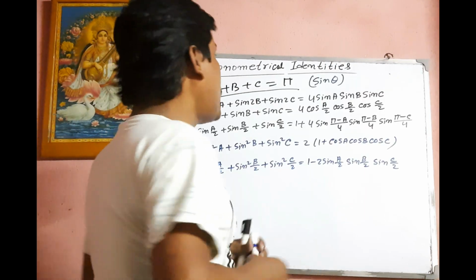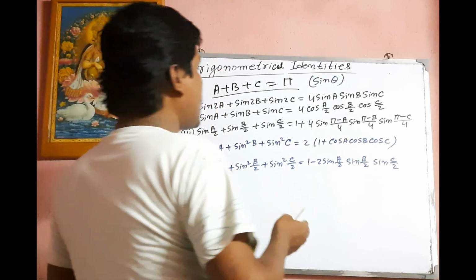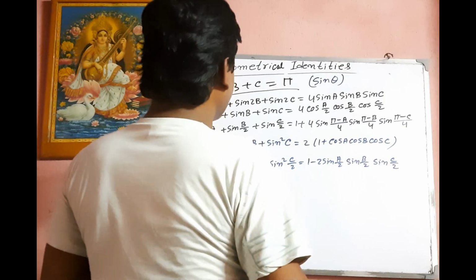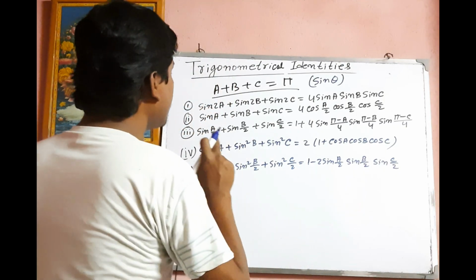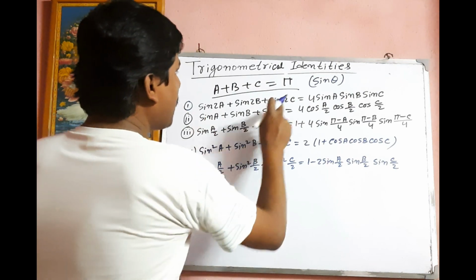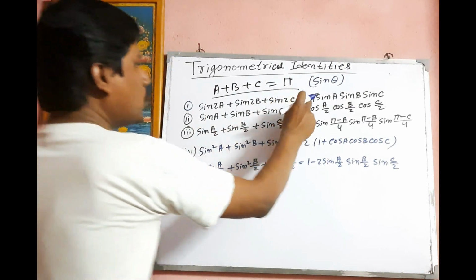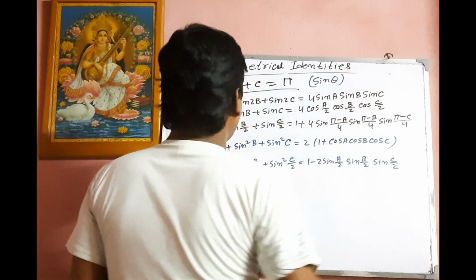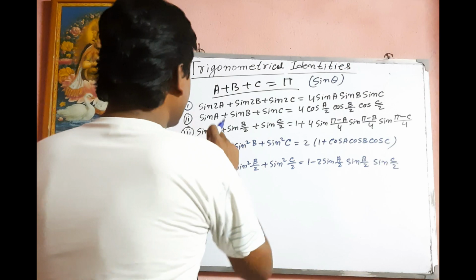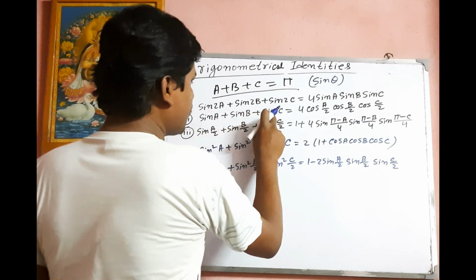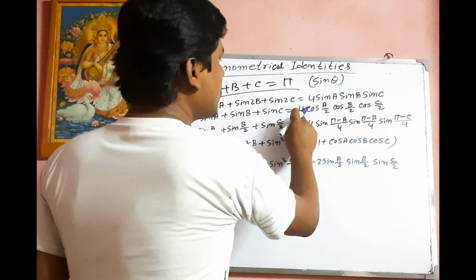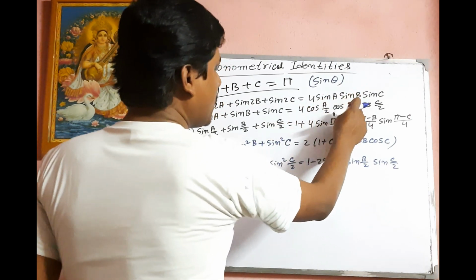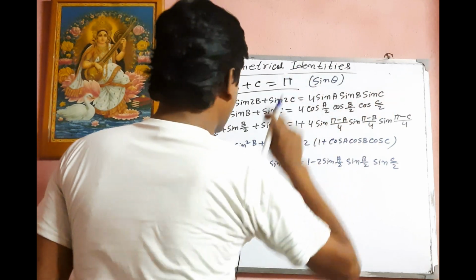Now at first we are giving the sin theta type formulas for a plus b plus c is equal to 180 degrees. The first formula is sin of 2a plus sin of 2b plus sin of 2c is equal to 4 times sin a, sin b, sin c. Similarly, the second formula is sin of a plus sin of b plus sin of c is equal to 4 times cos of a by 2 into cos of b by 2 into cos of c by 2.